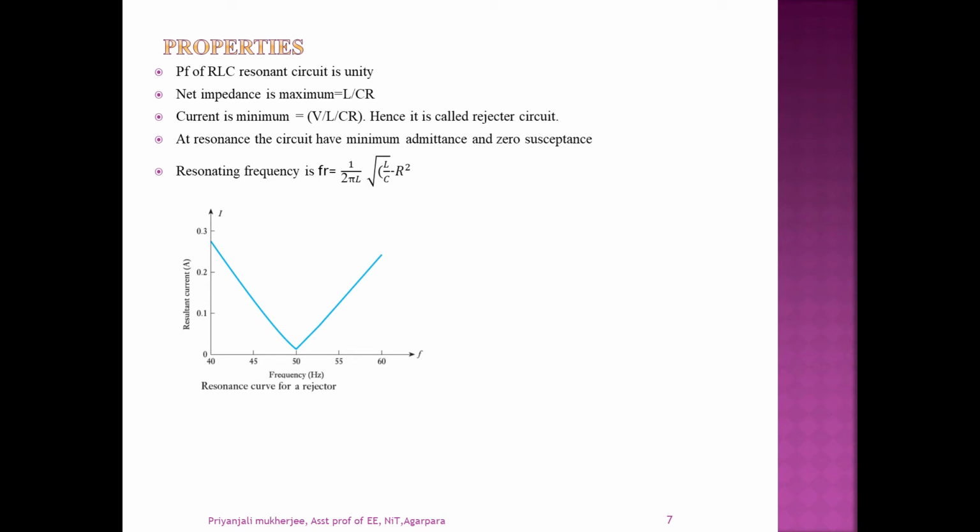The resonating frequency of the parallel RLC circuit is FR equal to 1 by 2 pi into root of L by C into R square, where we are not neglecting R. And if we neglect R, then it becomes only 1 by 2 pi root of 1 by LC minus R square by L square. And this is the resonance curve of the rejector circuit, where the frequency is increasing. At the frequency FR, the current is the minimum.